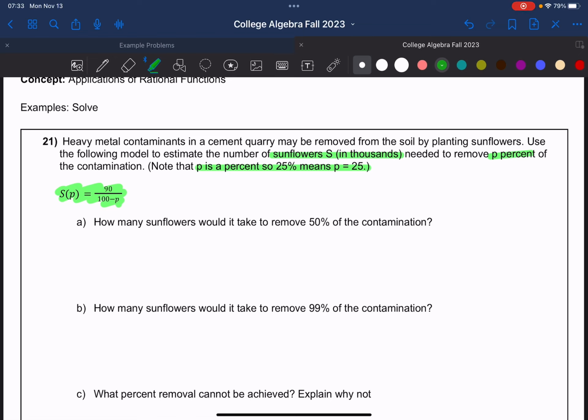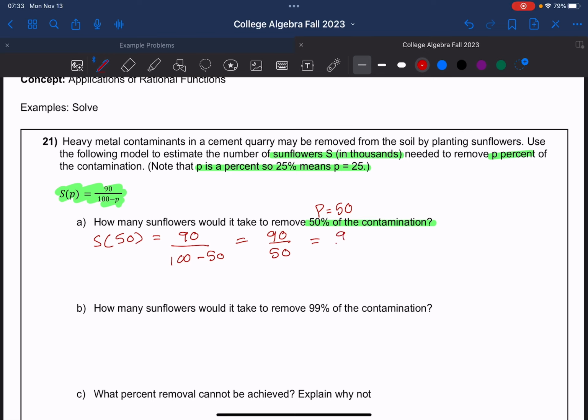It says, how many sunflowers would it take to remove 50% of the contamination? That 50% is what variable? What's your P? Is your P, and what are we plugging in for P? 50. So I'm going to take my equation, S of P, so S of 50 is equal to 90 divided by 100 minus 50. So anywhere I saw a P, I plugged in a 50. Simplifying this, I have 90 divided by 50, which is the same as saying 9 divided by 5, which is 1.8.